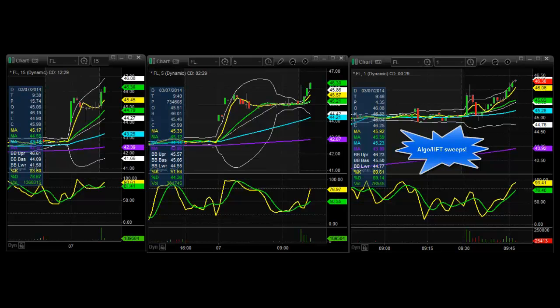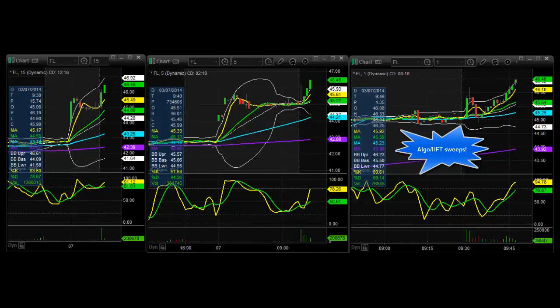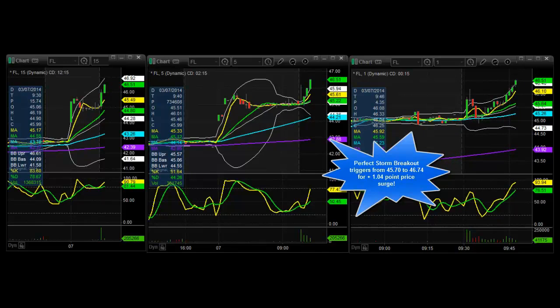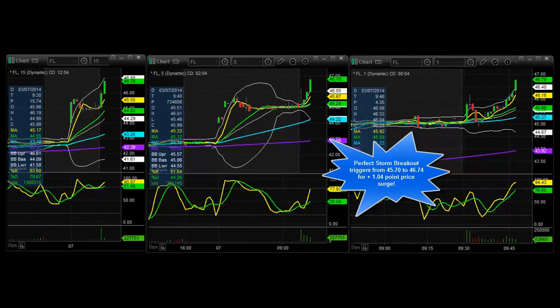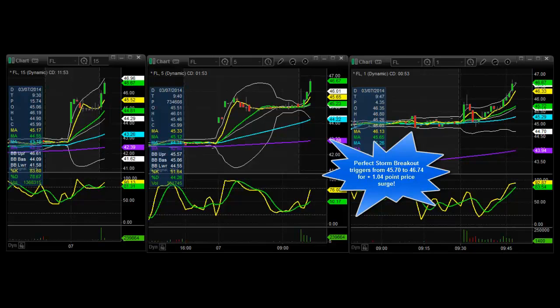The 1-minute stochastics is around that 95 area. And it's at this point where the shorts are crying uncle, the algos smell blood. And they're just holding the bids. And look at this. Here's the sweep. Ba-bam! Pa-pow! Kaboom! Look at that. Sweep. Sweep. Perfect storm breakout. It triggered off the 4570 and squeezed up to 4674 for over a 1-point price surge, thanks to the algo HFTs and the perfect storms. You need the perfect storms to be able to catch the right side and join the move.